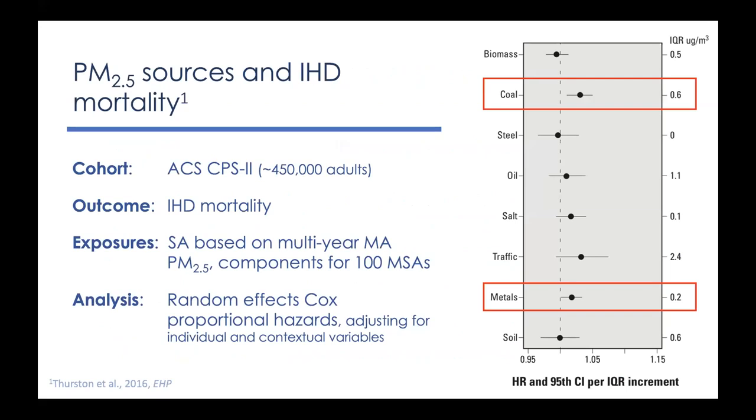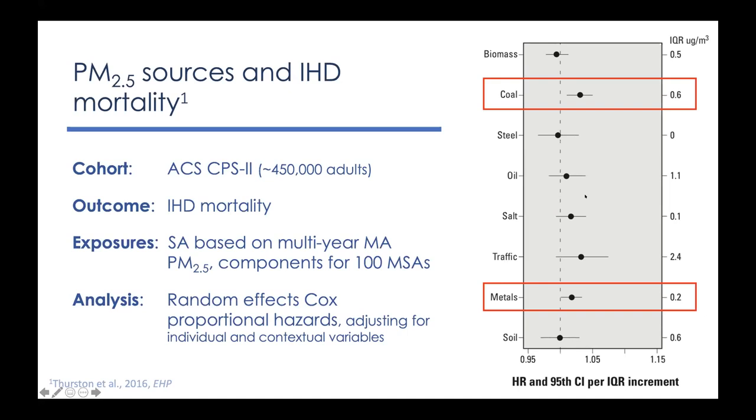And so this is a slide that shows results again from the ACS 2016 follow-up study. The results are shown here now not for the specific components and for PM2.5, but based on the different source categories that the ACS study identified. It did so for 8 sources, including biomass in the top row, coal, steel, oil, salt, traffic, metals, and soil. And it shows the hazard ratio and the 95% confidence interval per IQR increment for each of these sources that have been identified.